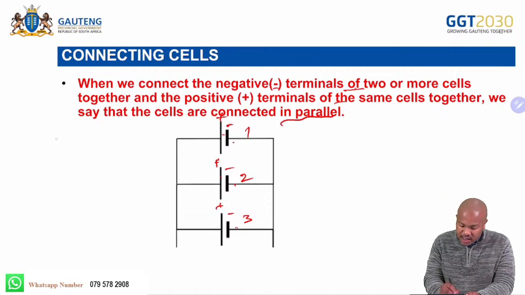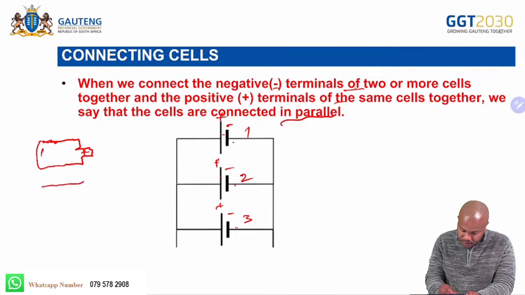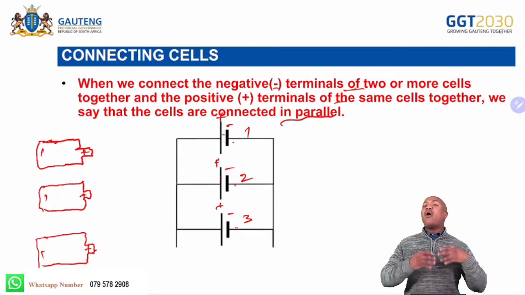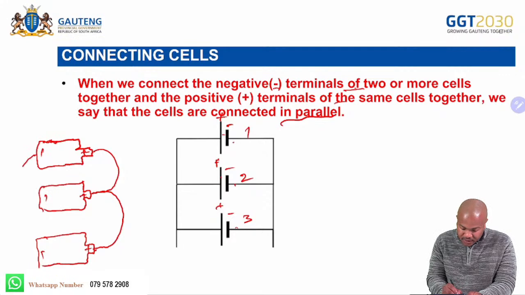We can also draw this again. Here we have this cell, positive, negative. Positive and negative. Also, the last one, positive and negative. How are they connected together now? They are connected by these wires, connecting them together here.